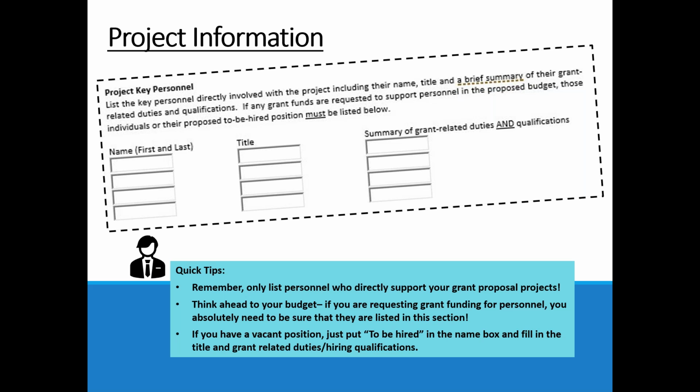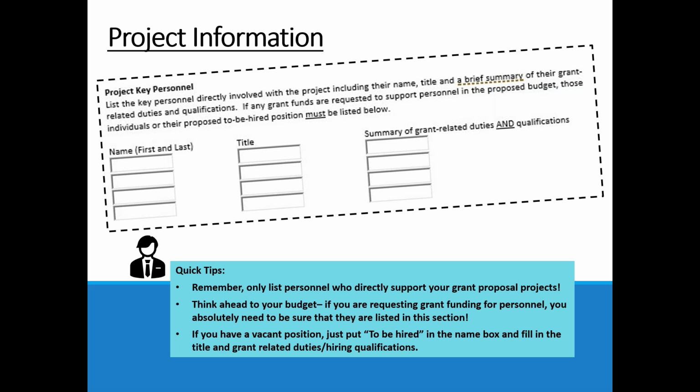On the application itself, it's asking you to list all of the key personnel that will be involved with your grant-funded project, directly involved. You'll need to include their title, a brief summary of their duties, and their qualifications. That helps us to determine that they are either qualified to teach the parts of your program you're describing, or if you have a plan to get them qualified as part of your grant proposal.